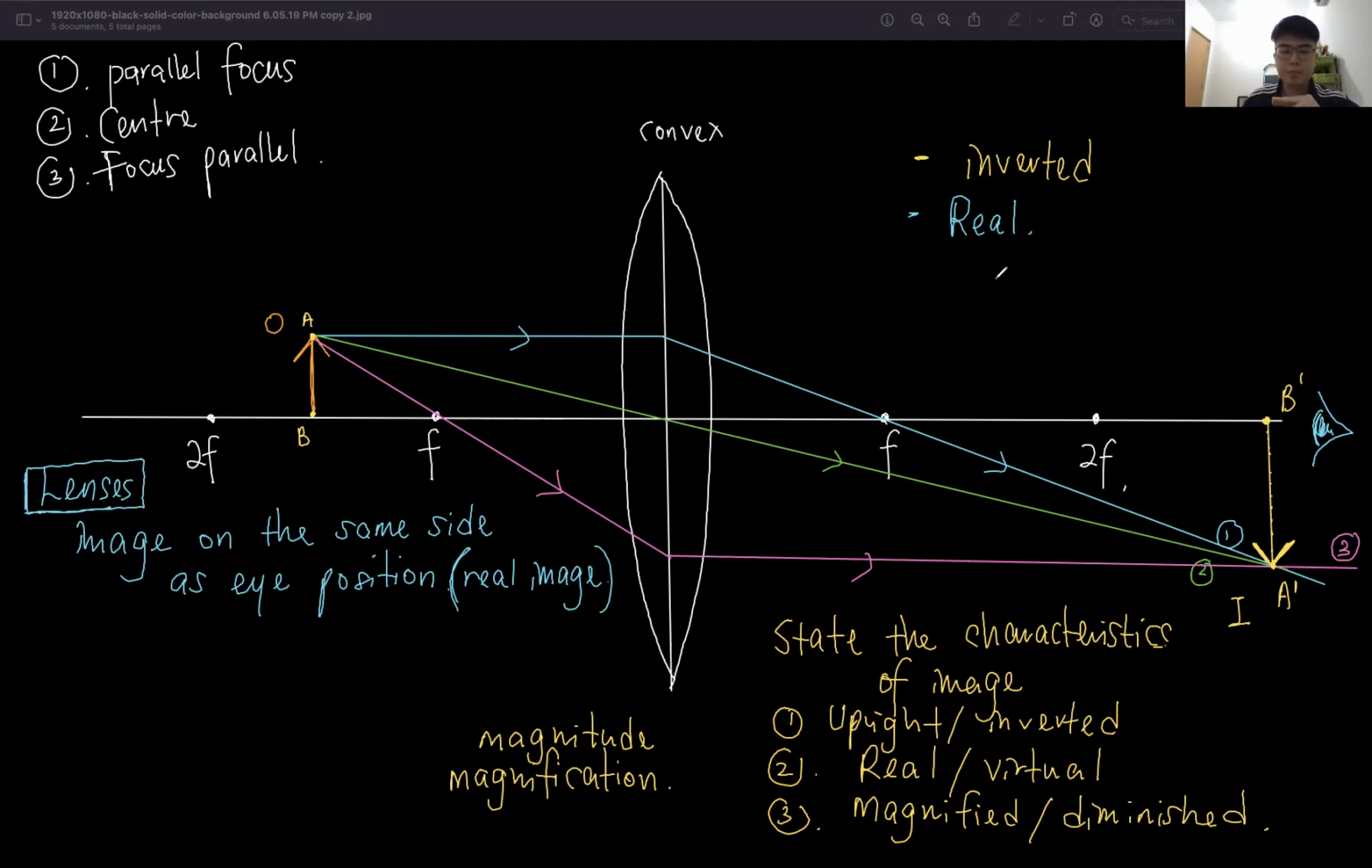Number 3, is it magnified or diminished? Again, you can see from the diagram. Here, it becomes longer. Oftentimes, it is obvious to see. Okay, if it's not obvious, then you measure. This diagram is better to draw according to scale.